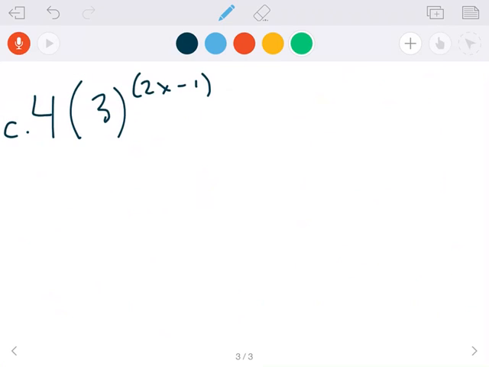Okay, last problem. This is a different type of problem because we're asked to rewrite it into y equals a number times a single number to the x. And right now we don't have that because we have it raised to the 2x minus 1 power. So we're going to just break it down again, kind of working backwards with the exponent properties to rewrite.